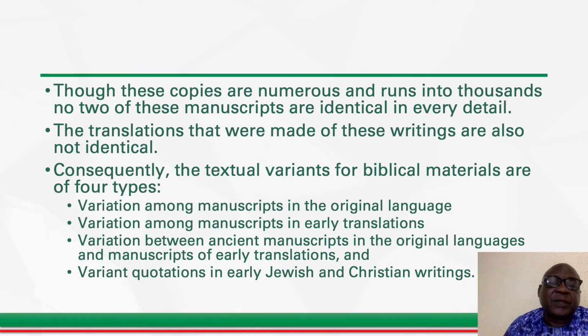Apart from this, no two copies of these manuscripts, which run into thousands, are identical in every detail. The translations that were made of these writings are also not identical. This eventually created 4 types of textual variants. One, there are variations among manuscripts in the original language. Two, there are variations among manuscripts in early translation. Three, there are variations between ancient manuscripts in the original languages and manuscripts of early translation. And four, there are variations in the quotations in early Jewish and Christian writings.